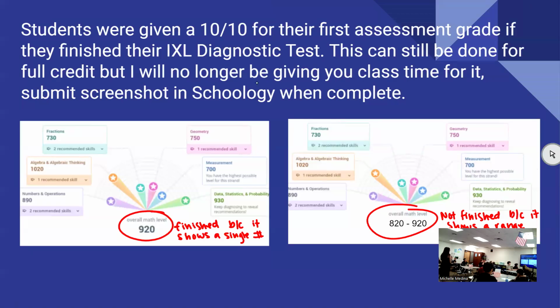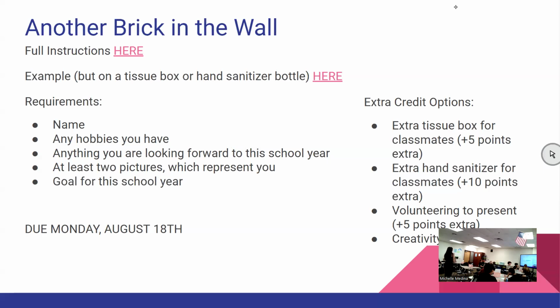If you did not finish your diagnostic tests yesterday, then you need to. I'm putting in those scores probably right after this class. You get a 10 out of 10 just for getting your overall math level down to a single number. If it's a range of numbers still, then it's a 0 out of 10. So you either get a 0% or 100% for your first assessment. You can still finish it if you haven't, but there's no longer class time for it. So make sure you're getting that done.